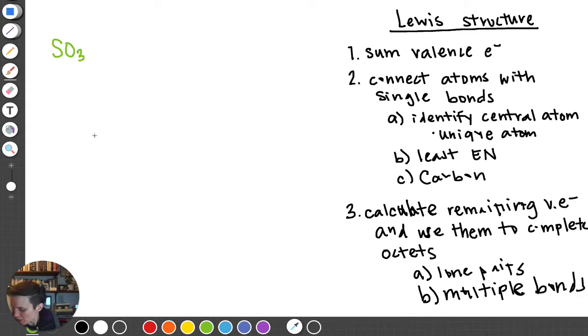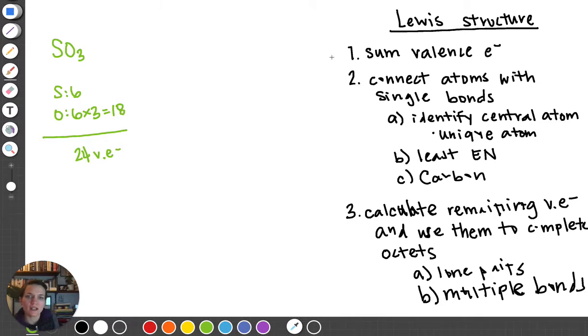Okay, so sulfur and oxygen are both in the same row of the periodic table. So sulfur is going to be bringing its 6. Oxygen is going to be bringing 6. 6 times 3 is 18. So we have a total of 24 valence electrons.